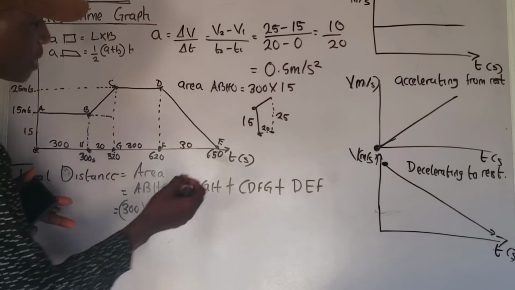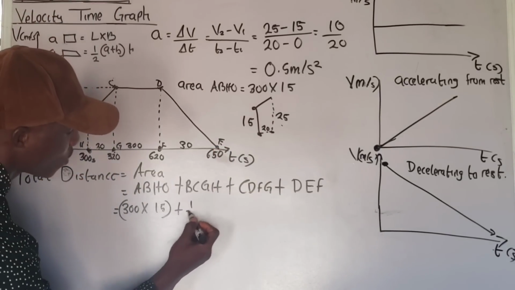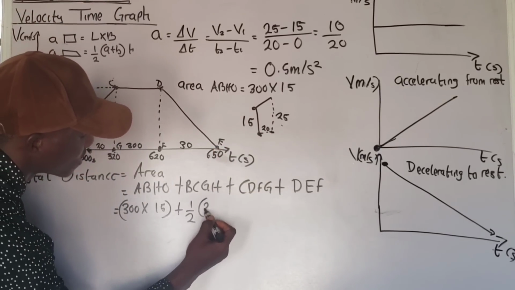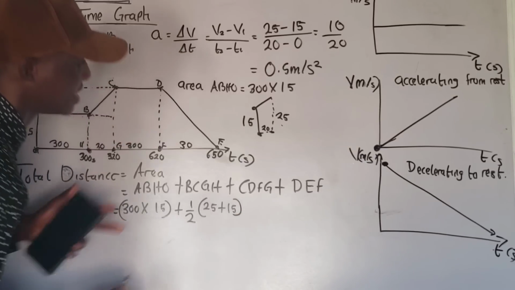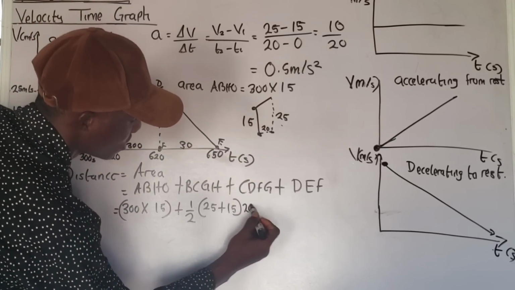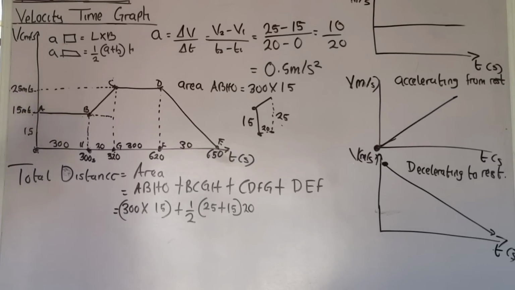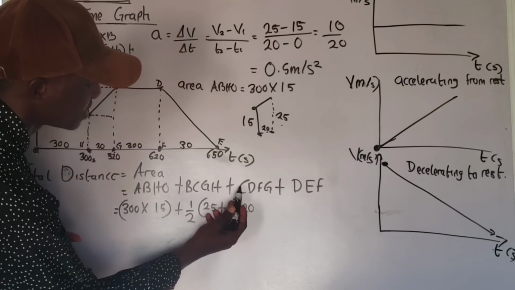And the parallel sides here are 15 and 25. So I'm going to have 1 over 2, 25 plus 15, multiplied by the height. The height here will be 20. Do you understand what I'm doing? If you don't understand, listen to the explanation again. It's simple, okay? So now I have CDFG.